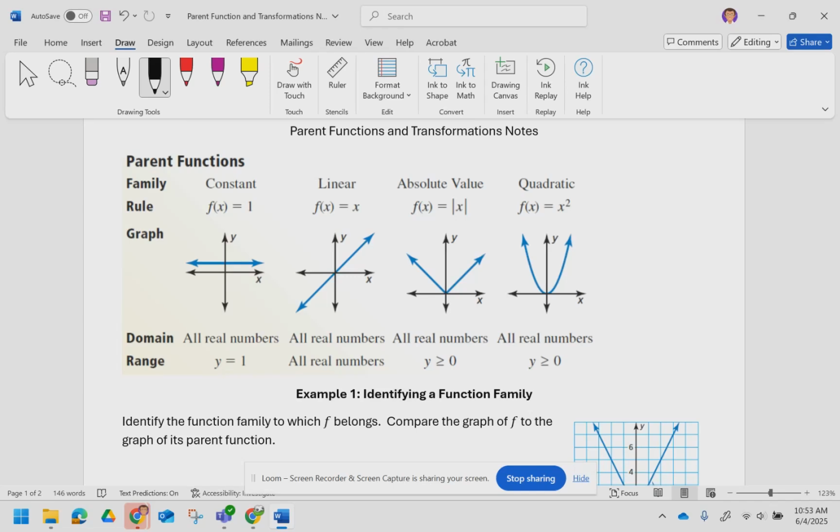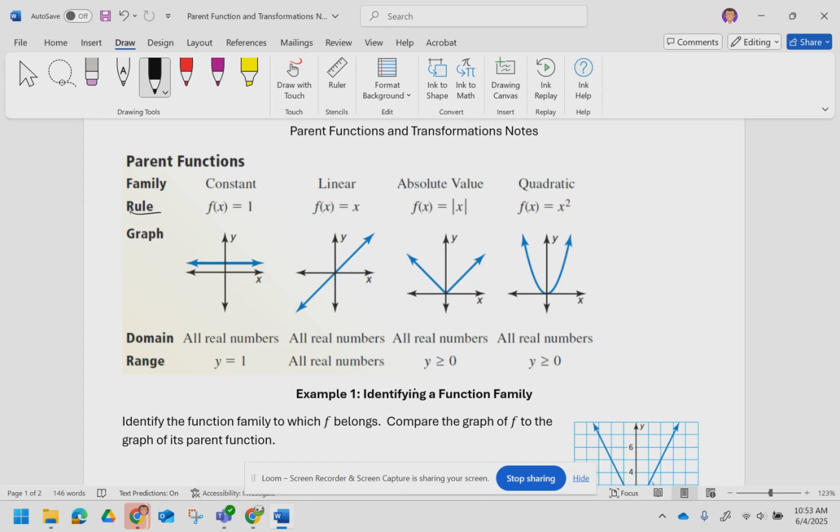Right now, we've got 4 families that we're going to be looking at today. So first, the constant family. Its parent or rule is going to look like f of x is equal to 1. Just f of x is equal to some constant number. There is no x value, and this creates horizontal lines. Horizontal lines are all examples of the constant family function. The domain is all real numbers because x can be any number in this. The range is limited, though, to whatever the value of the constant was, in this case, 1.